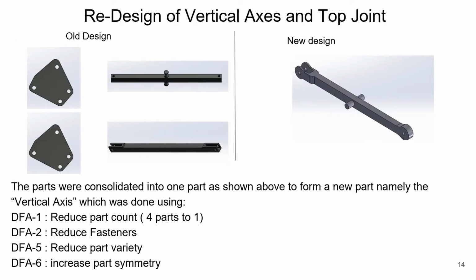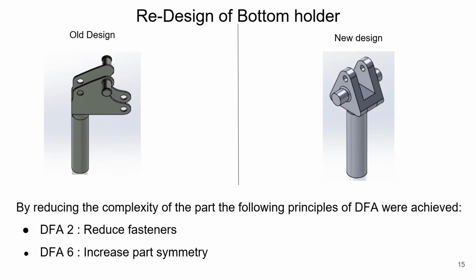Similarly, for the vertical axes, we decided to consolidate four different parts, that is the middle joint as well as the upper and the lower vertical axes to form one vertical axis. By doing this, we have implemented DFA 1, DFA 2, DFA 5, and DFA 6. Finally, we redesigned the bottom holder as well to make it more symmetric and reduce the number of fasteners needed in the assembly. Here we have applied DFA 2 and DFA 6.